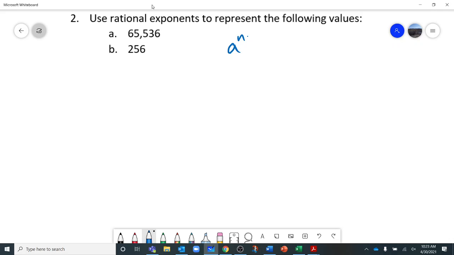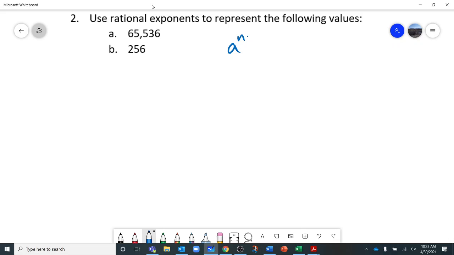So we want to write 65,536 as a rational exponent. There are several different approaches you could take to this. There's one using logs, which is really helpful actually. But let's do this. Let's take 65,536 and divide it by 2. If we keep doing that for a while, we will eventually get down to where we're just at 2.